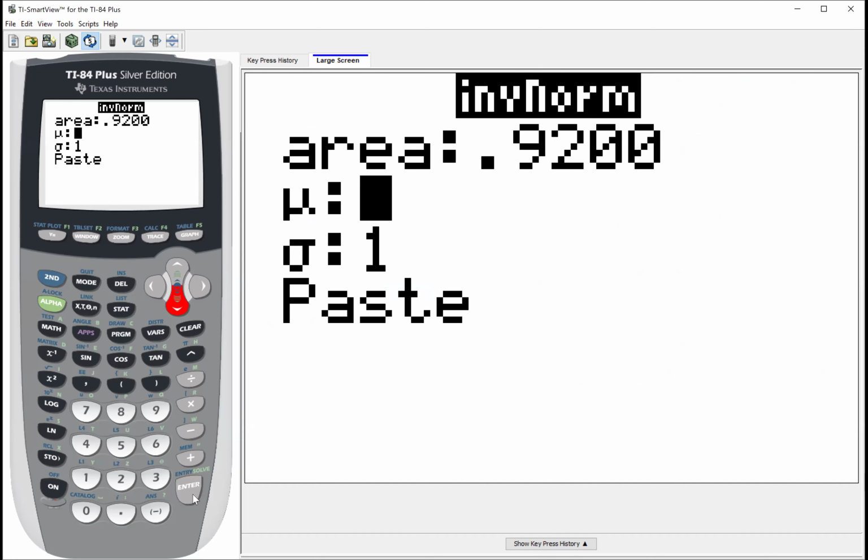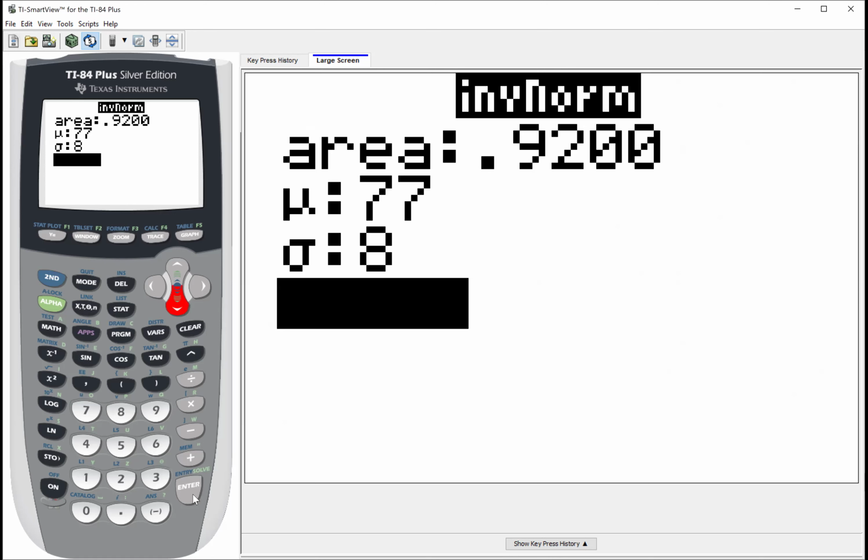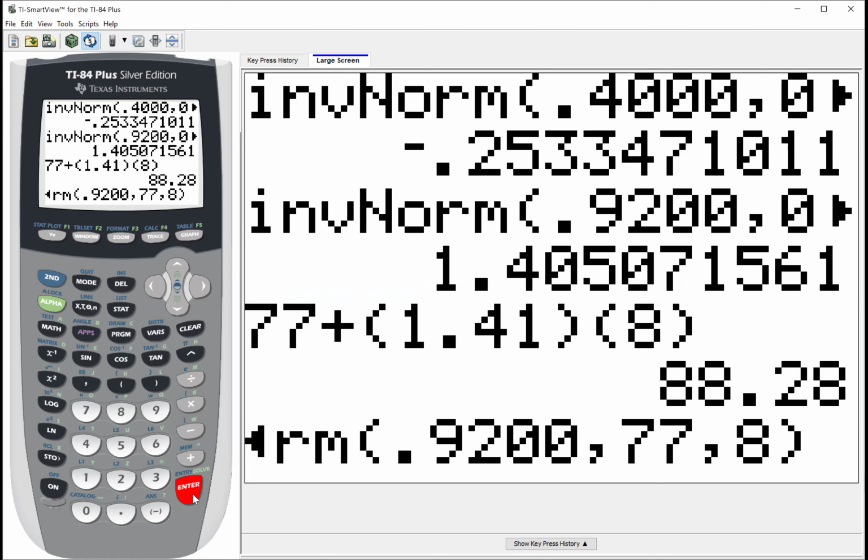But now instead of putting the mean as 0 and the standard deviation as 1, I'm going to give the calculator the mean of the scores, which is a 77, and the standard deviation of the scores, which is an 8. The calculator knows that I want a raw score because I didn't tell it 0 and 1 for the mean and the standard deviation, which implies z-score. So if I give it the actual mean and standard deviation of the data set, it's going to do what we just did by hand by plugging into the raw score formula. It's going to do it for us.